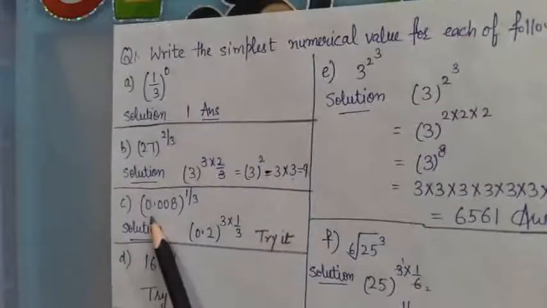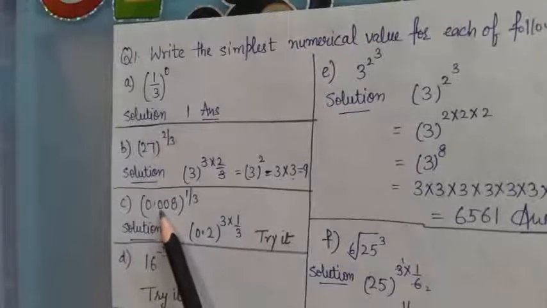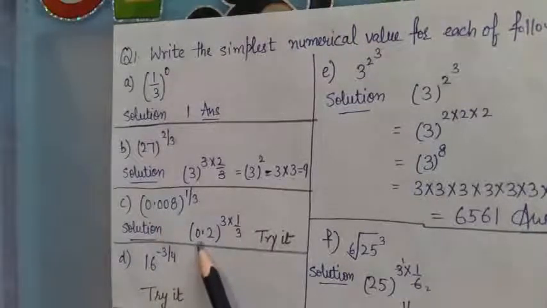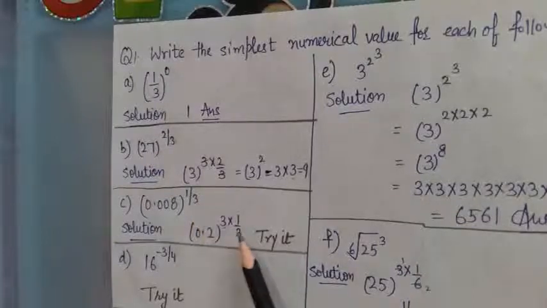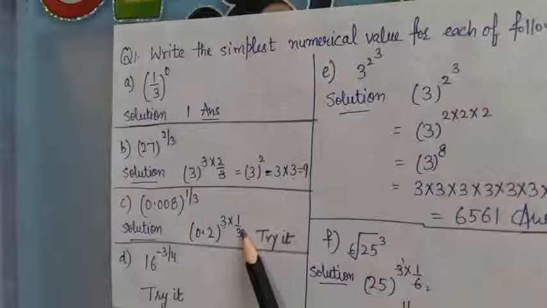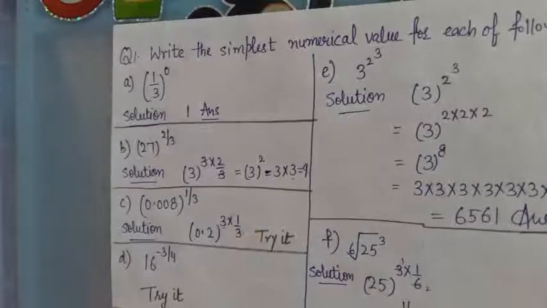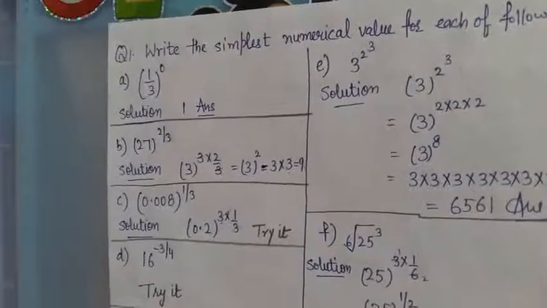Now you have to make the perfect cube of 0.008. It will be 0.2 raised to power cube. And here 1/3 means the cube root is given to you. So 3 and 3 will cancel out. So your answer will be 0.2.